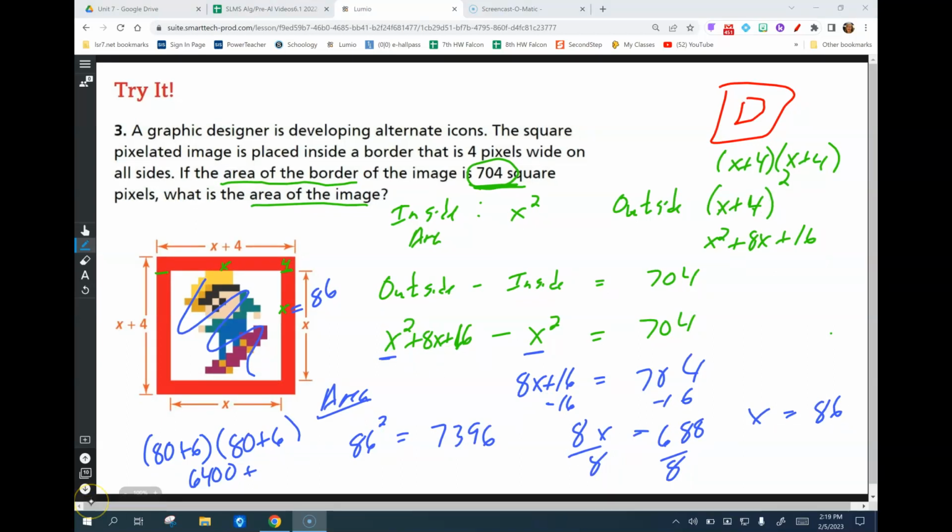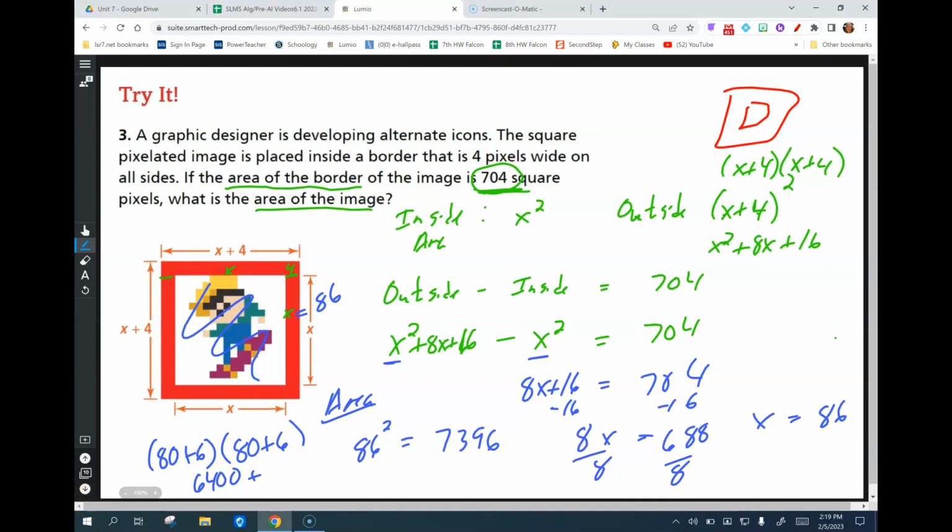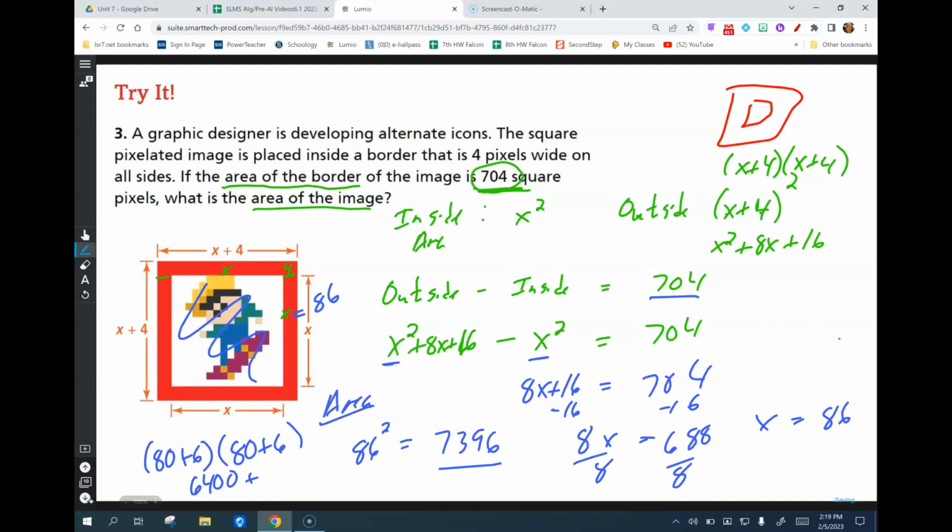Pause. Which totally makes sense. At first I was like, wait a second, 704, how can I get 7,396? 704 is just the red part around, so it's not going to be very big. Whereas that 7,396, that's going to be all the picture on the inside.